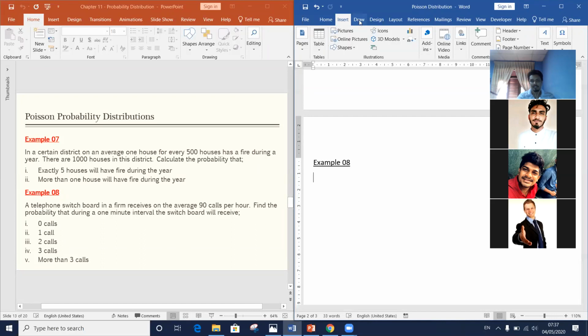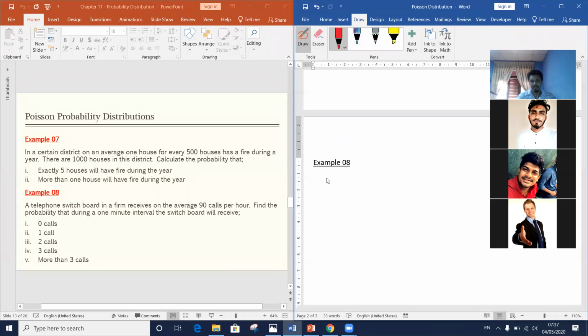Right. Now tell me what is the lambda value? This is what we need to know. Related with time and space, it means we can use Poisson probability distribution. If we are supposed to use Poisson probability distribution, we should know the value of lambda. Lambda means the average. So what is the lambda value here? What should be the lambda value here? 1.5, sir. What? Can we consider it as 90?